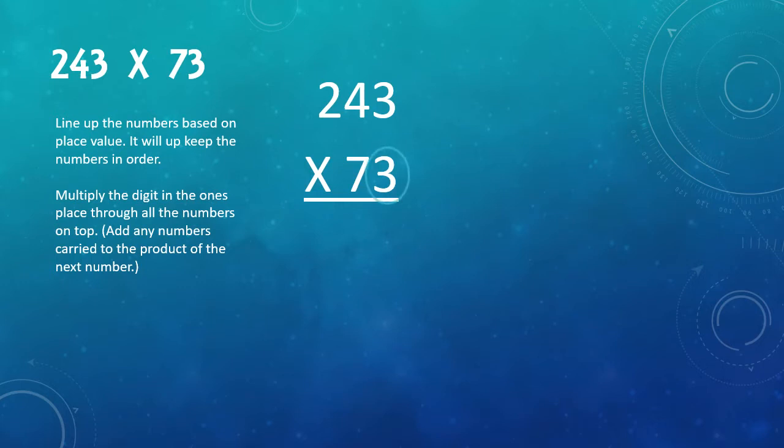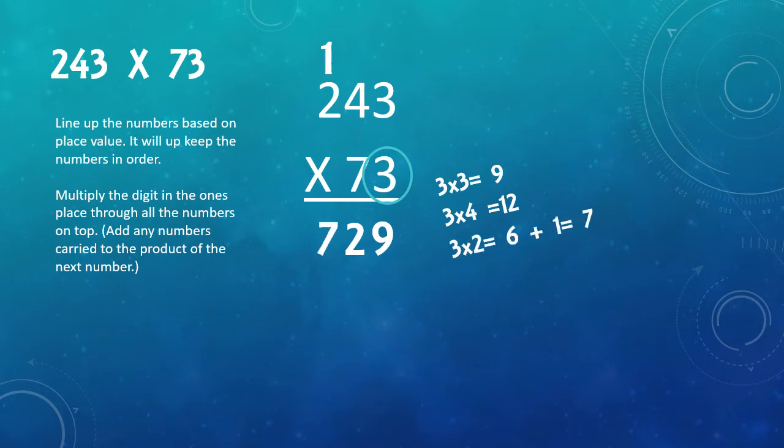So we want to start with 3. And we're going to carry it through each number at the top. 3 times 3 is 9. Next number, 3 times 4 is 12. Place the 2 at the bottom, carry your 1 to the next place value. 3 times 2 is 6, and 6 plus 1 is 7. So this is part of your product. It's a partial product.